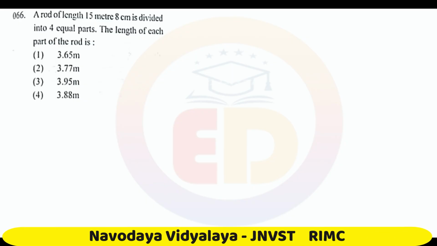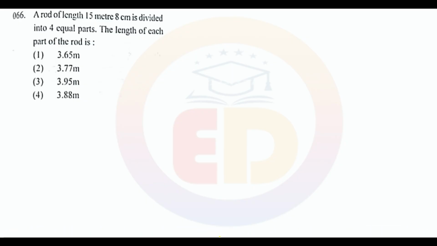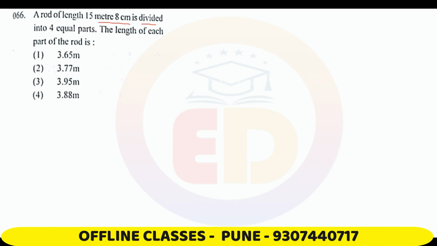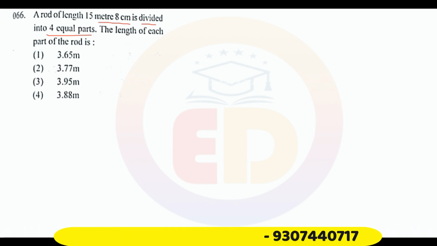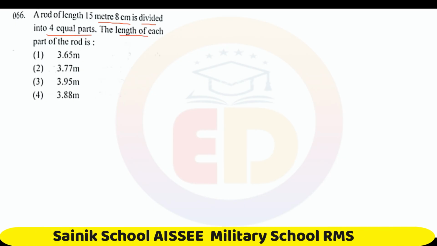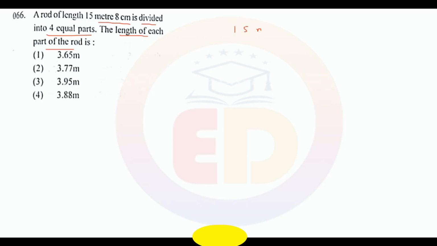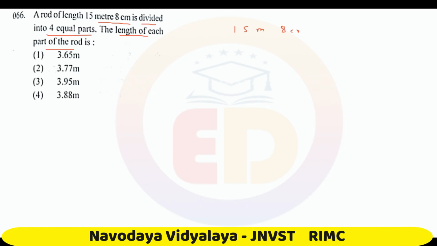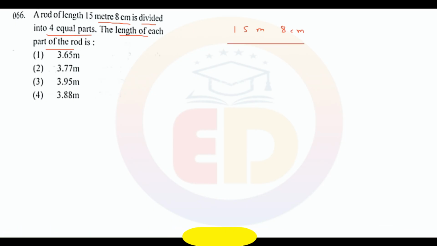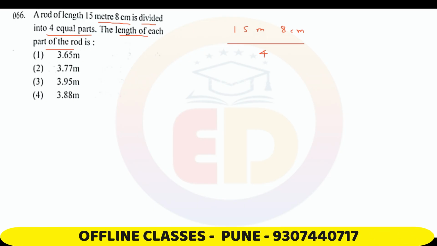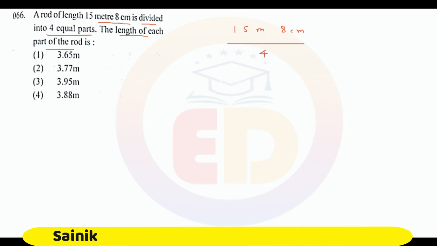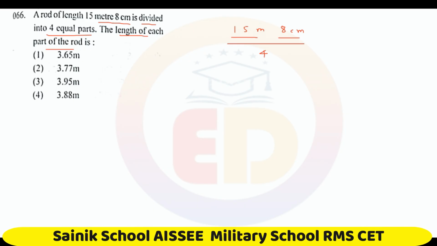Question number 66. A rod of length 15 meter 8 centimeter is divided into 4 equal parts. The length of each part of the rod will be, so here we have to divide 15 meter and 8 centimeter into 4 equal parts, means we have to divide it by 4. We are checking the concept of measurements.